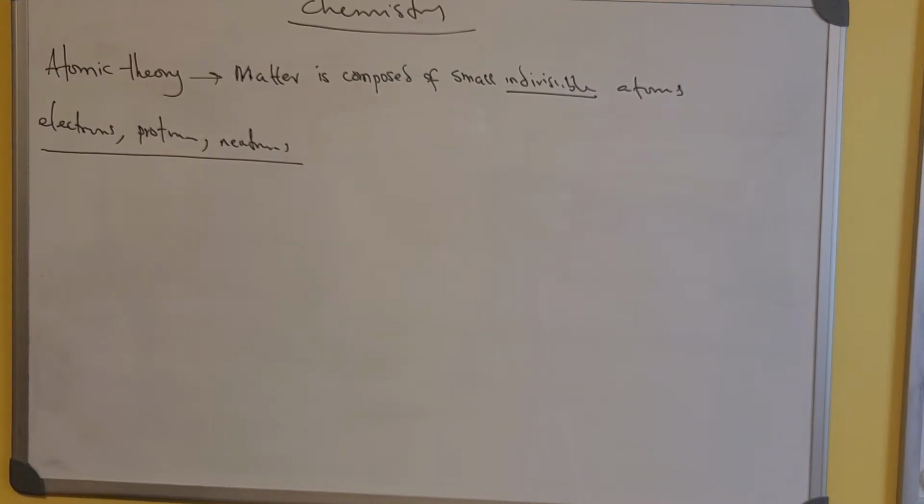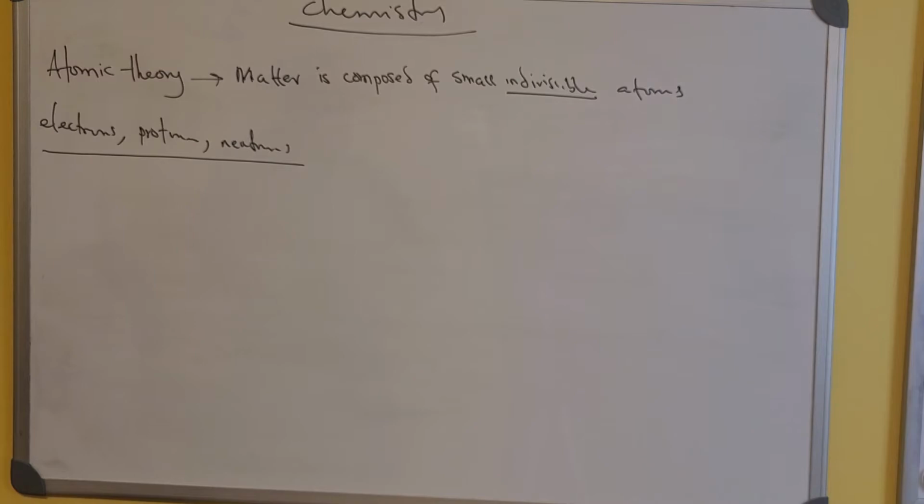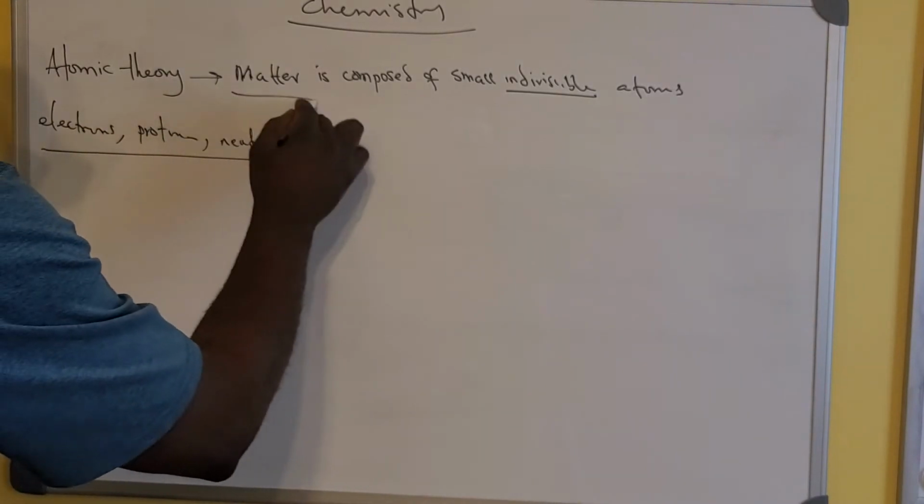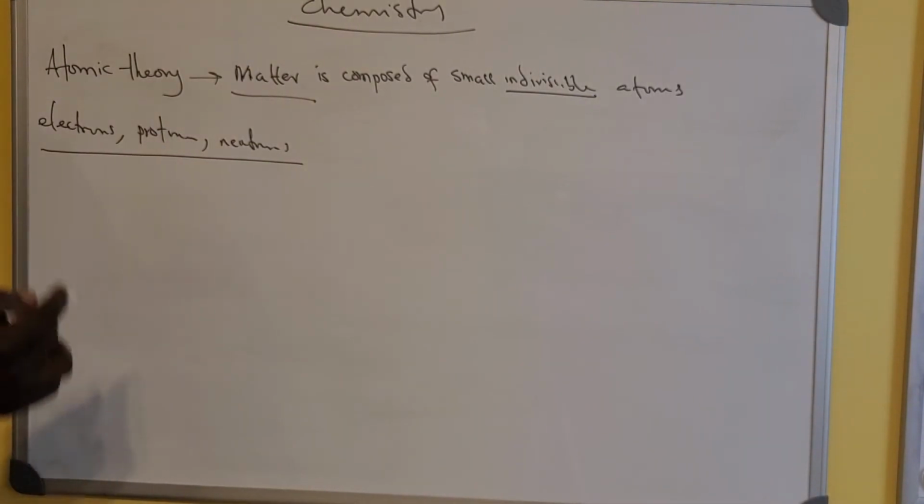So chemists work with different kinds of matter, and this matter can be classified into different types. So we've talked about what a chemist does, and we've just talked about how they do what they do. So now we're talking about classification of matter. Matter is composed of small individual atoms. But what is matter? So what are the types of matter?